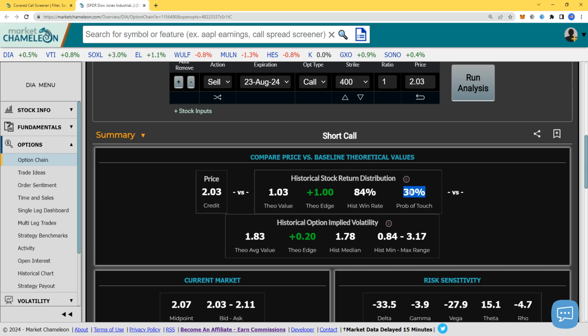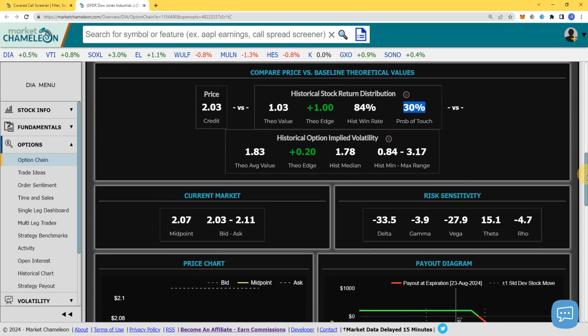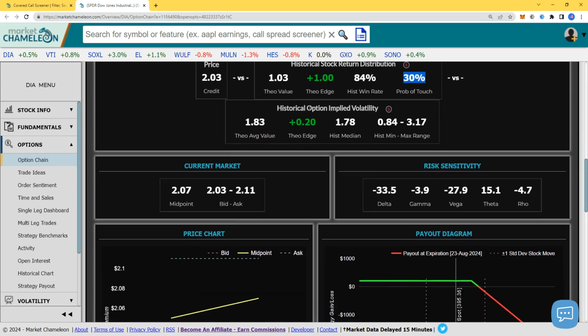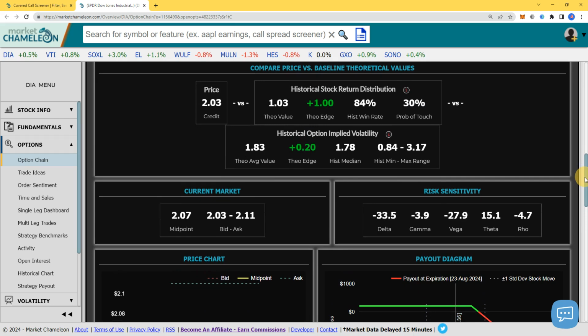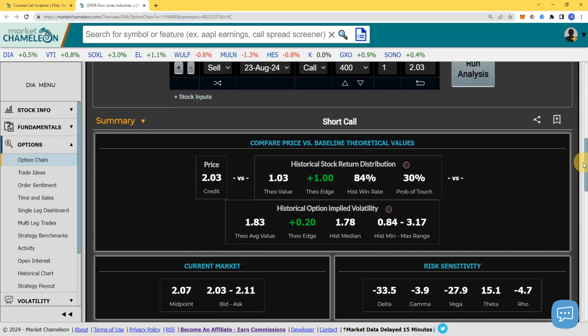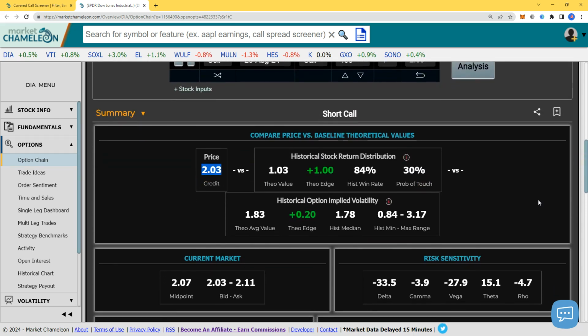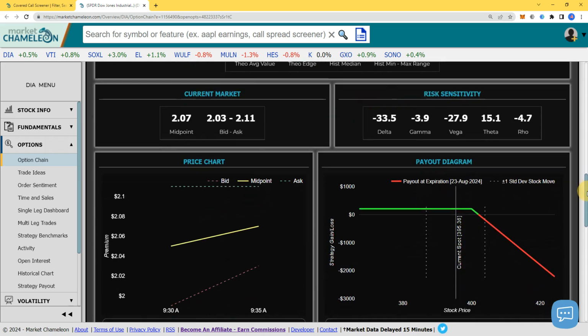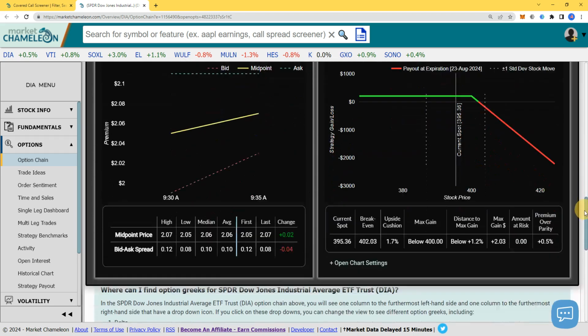Because you sell covered calls, you don't want it to touch ever. So it has 30% chance to just touch the 400. Historical option implied volatility, and if it goes to like 400 and a cent, 0.1, something like that, sure, they can take your trade, yeah, but you already collected 200 bucks compared to 100, which is good. Current market is now 207, you see, so it's just going up.